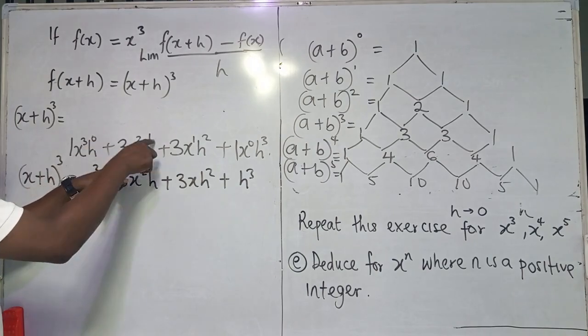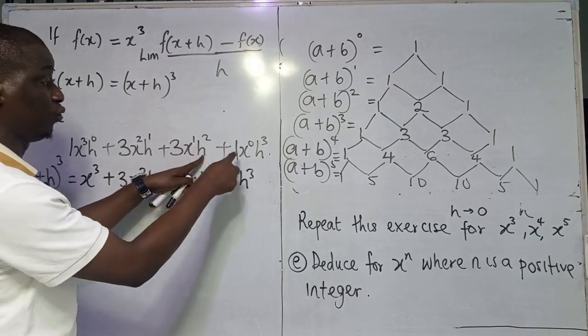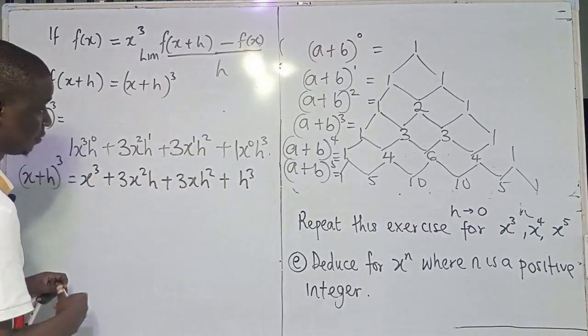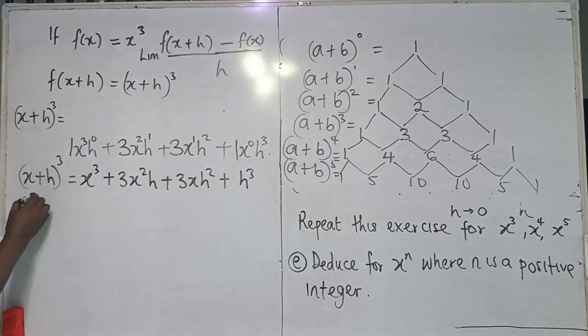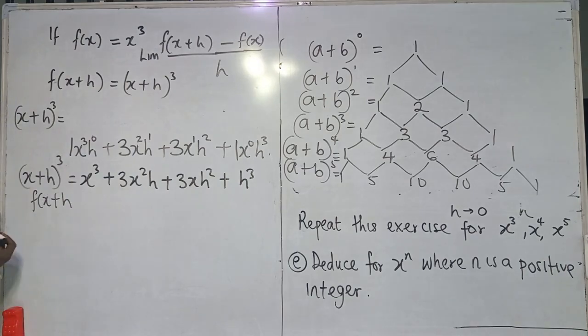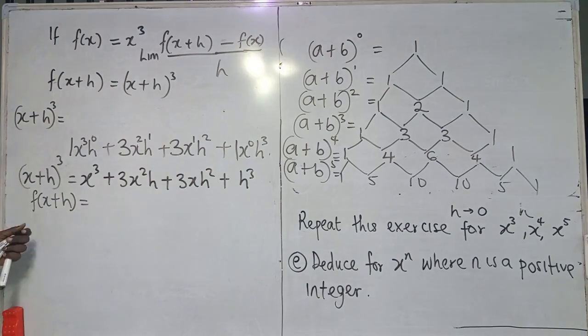The power of h keeps increasing from 0 to 1. s to the power 1, this one will drop to 1, so h to the power 2. Then s to the power 0, h to the power 3. See now. Then do the addition. So let's put it into our equation. So this is f of (s plus h), equal to what now?